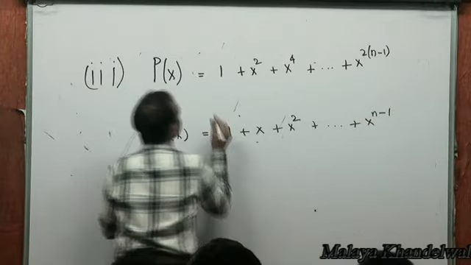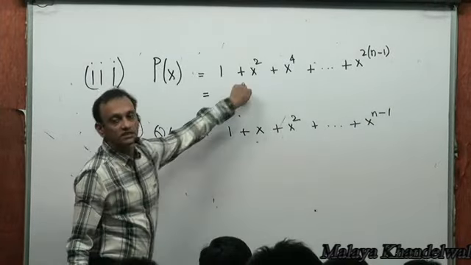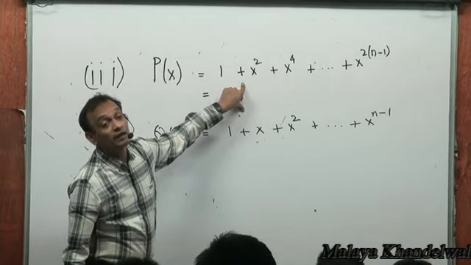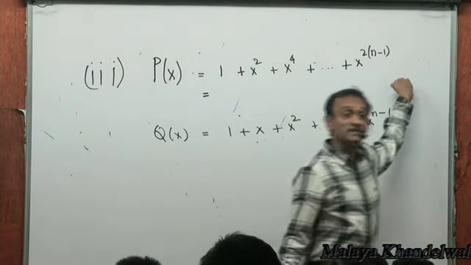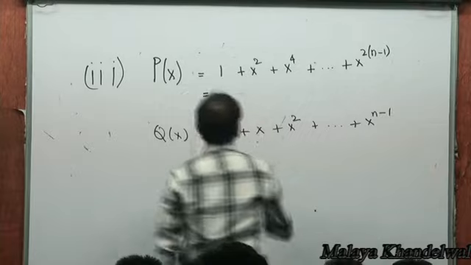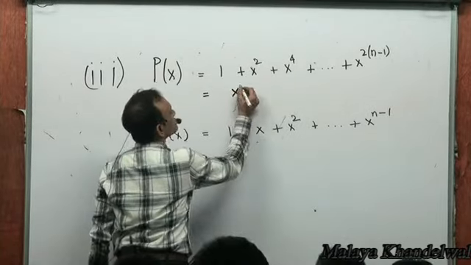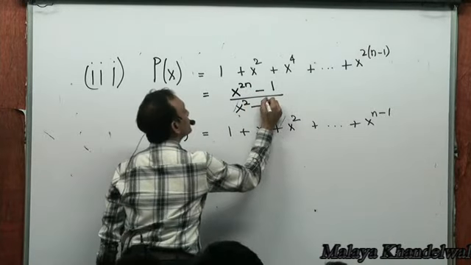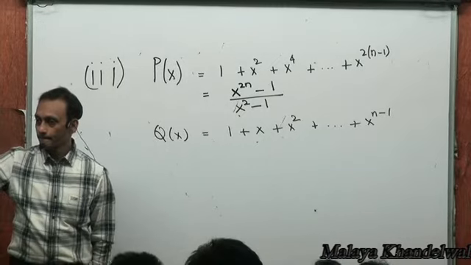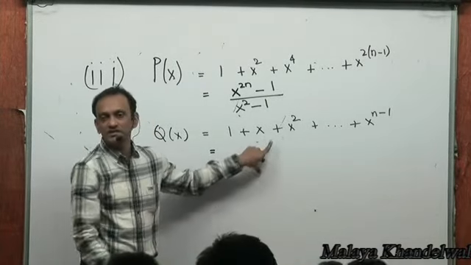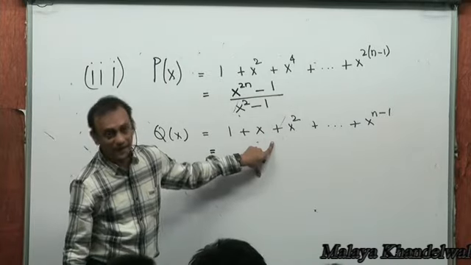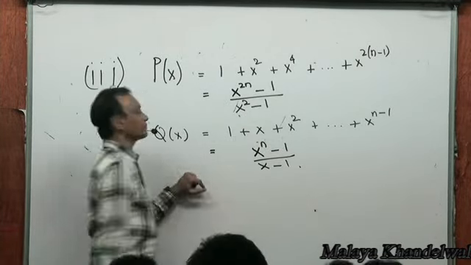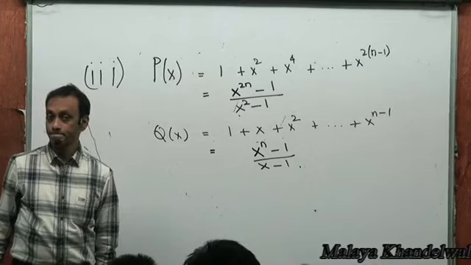Now, what is this? A GP series with common ratio x square and number of terms n. So this is x square whole to power n minus 1 by x squared minus 1. What is this? Again a GP series with common ratio x and number of terms n. So this is going to be x power n minus 1 by x minus 1. Right?